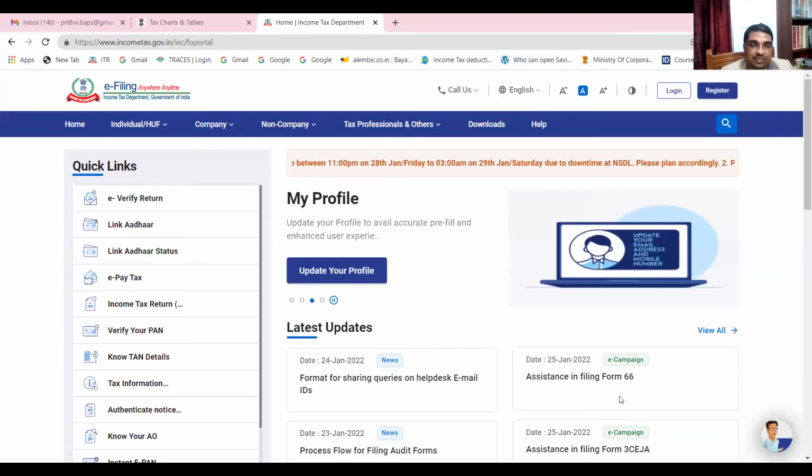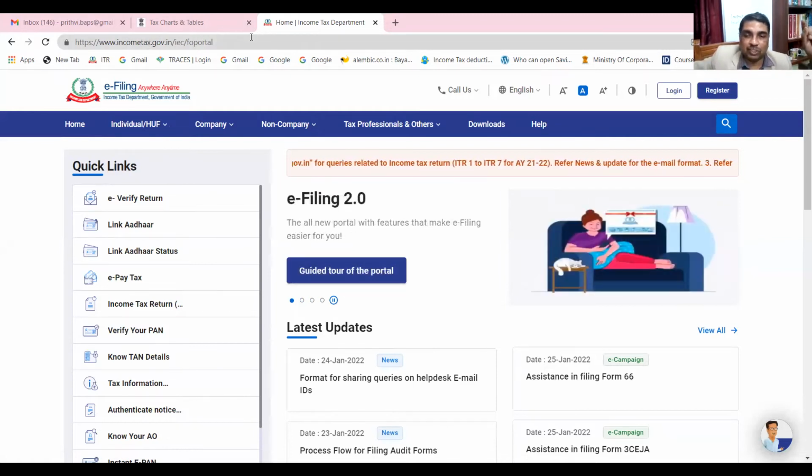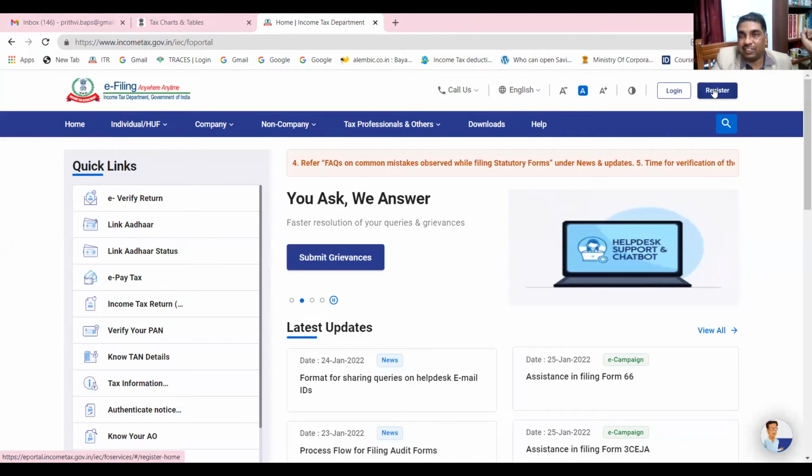I think you are able to see a different site now. Yes, sir. This is e-filing. If you see, you can find various things. And the site address is incometax.gov.in. Previously, I was taking you to the website incometaxindia.gov.in, but this is incometax.gov.in. This is called the e-filing site of the Income Tax Department. So, if you have a PAN, you can register yourself. Are you able to see it?